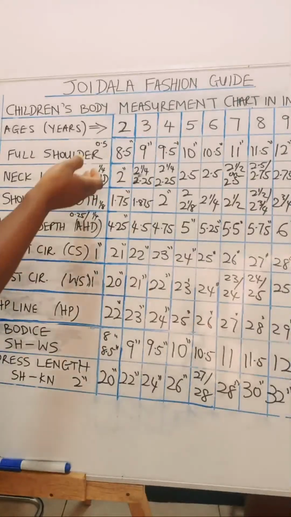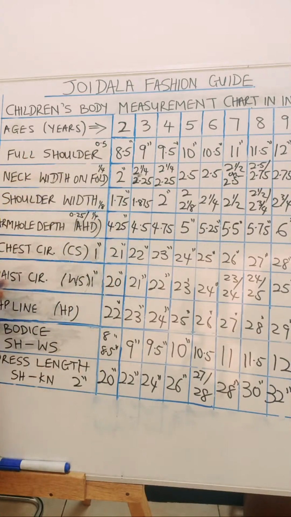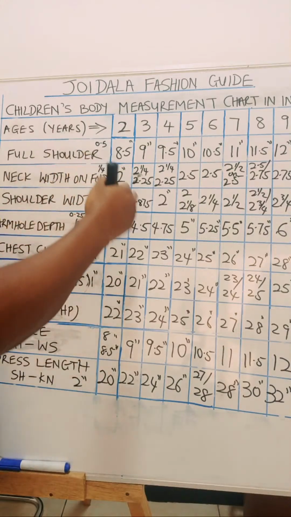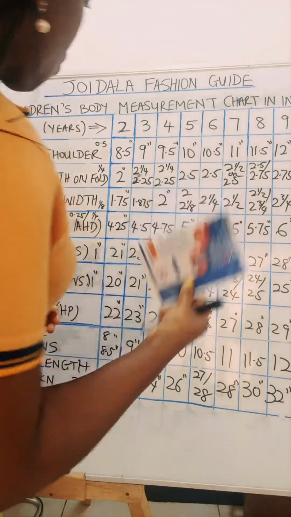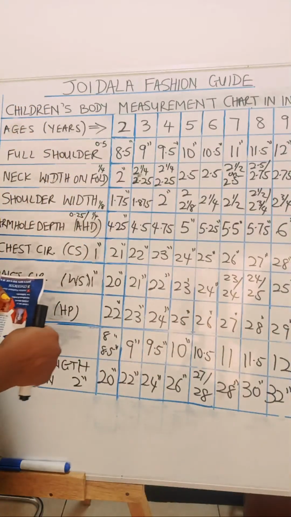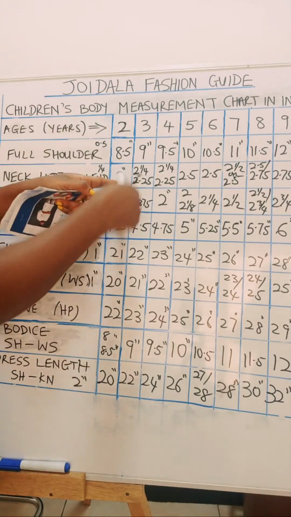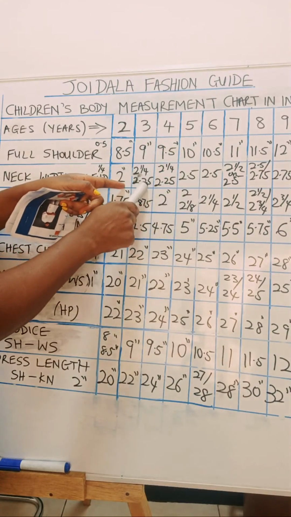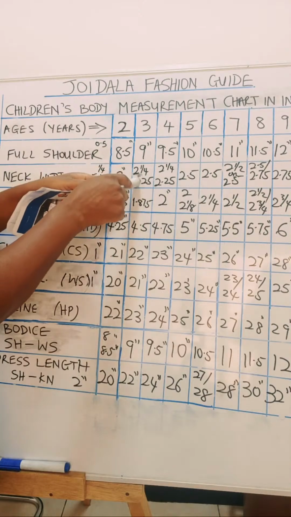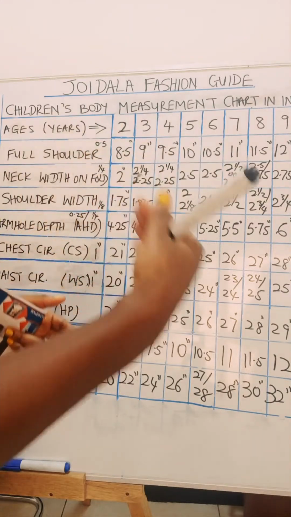And then for the neck width on fold, remember this is our neck on fold. For the neck width, there is an increase of quarter of an inch. Quarter is written as 0.25. So for a 2 years old child, the neck width on fold is 2 inches. And then to get the next year, for 3 years, just add quarter to that and you have 2 1/4. The neck width does not really increase so much like that.